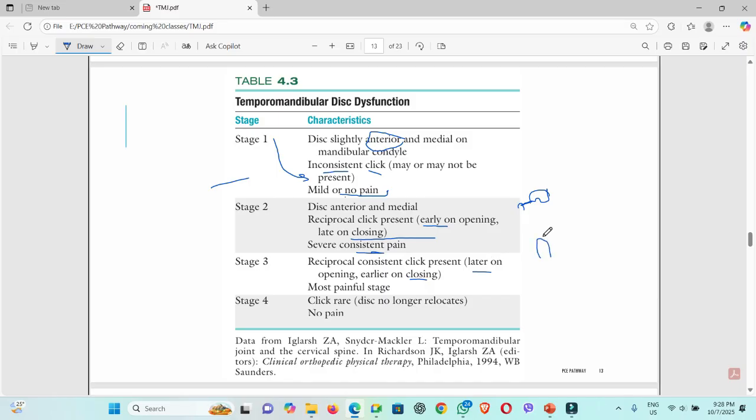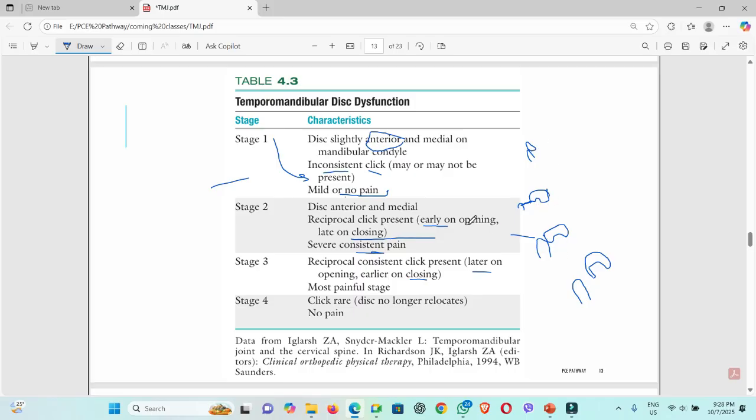This is the condyle. This is the disc. This is stage 2. Now in stage 3, this is the condyle, right? And the disc has moved more anteriorly and medially than stage 2. Got it? Because in stage 1, they are very close, right? That's why there is inconsistent click. Sometimes it is clicking, sometimes it is not clicking. It is so easy for the condyle to jump off the posterior side of the disc.